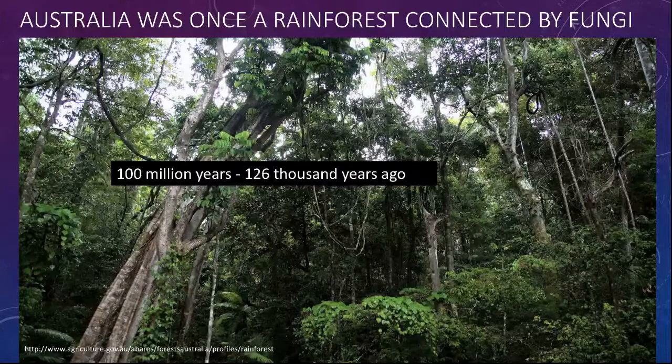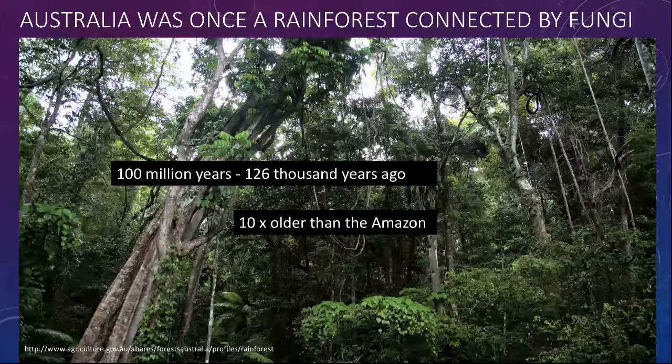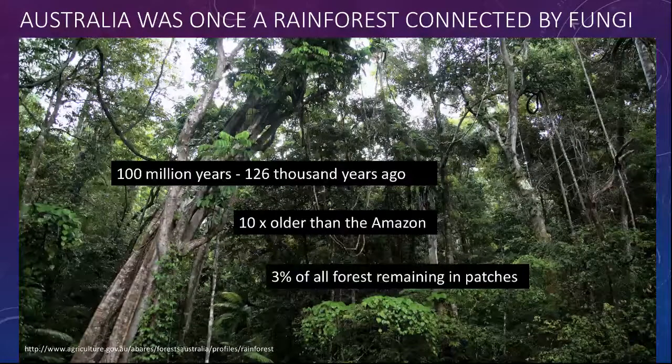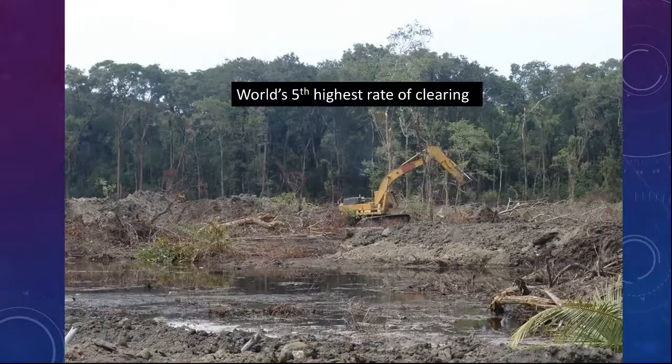This was happening for like 100 million years, up until quite recently. And it was actually like 10 times older than the Amazon. And now there's only 3% of all the forest remaining that is actually rainforest. And that's in patches. This connected underground network has been disturbed and cut and damaged. And this is absolutely not good for anyone.